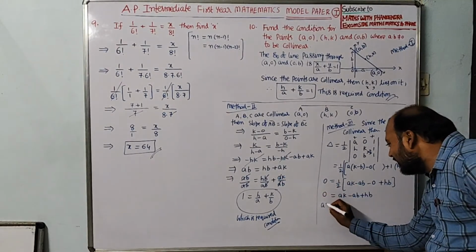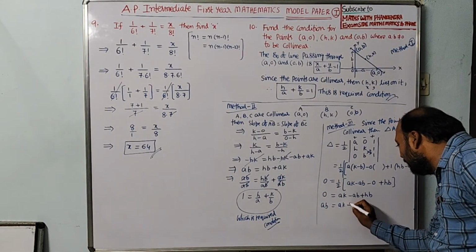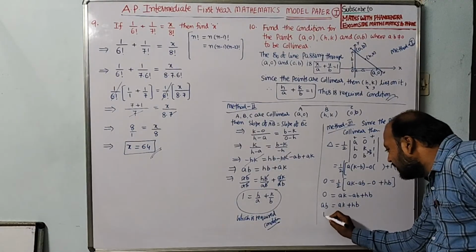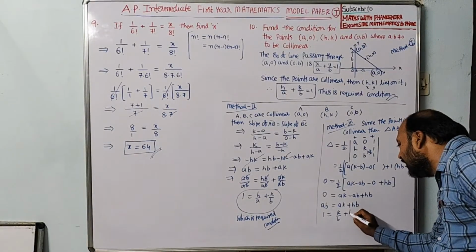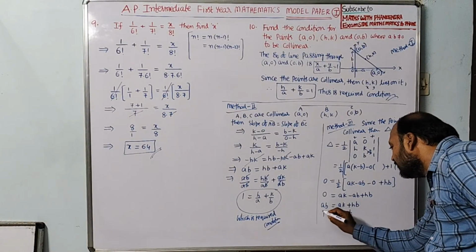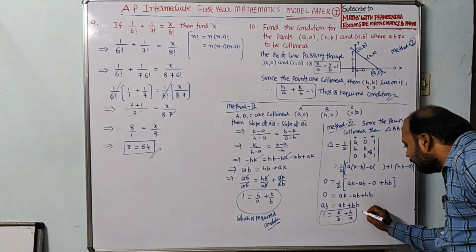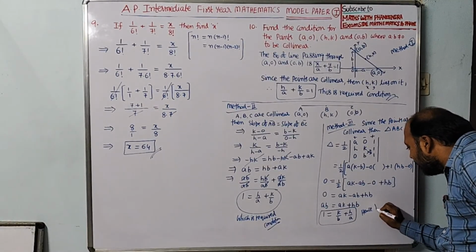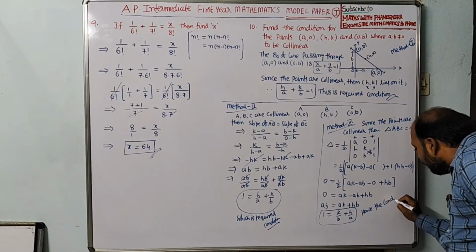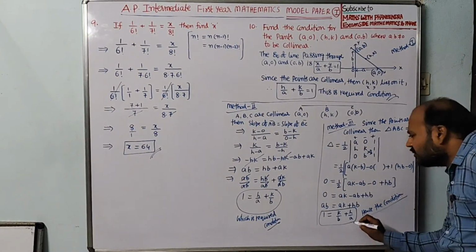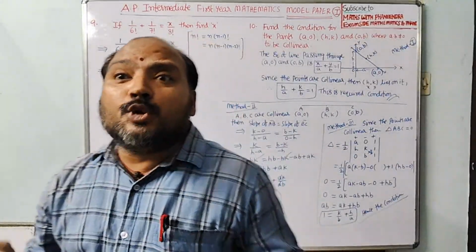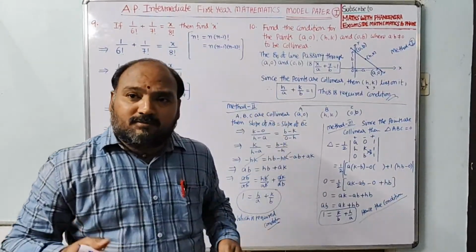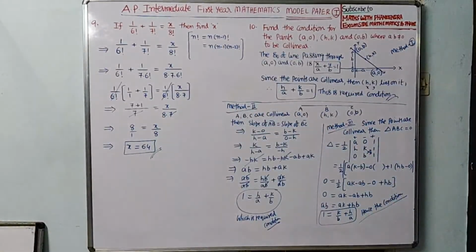Minus ab bring to the side: ab is equal to ak plus hb. Dividing on both sides by ab, you will get k by b plus h by a. Is it the same answer, dear students? Hence the condition. Any one of them you can write, dear students, not compulsory. I am just explaining the different methods to solve the problem. 2 more questions are there. We'll finish them.